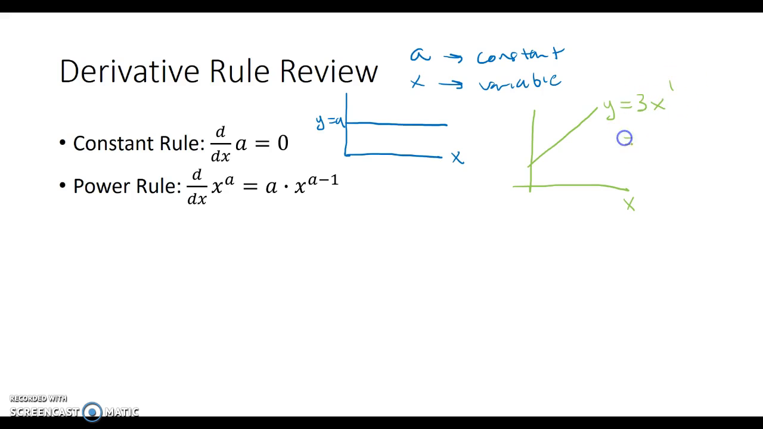So if I take the derivative of this, well, that means I drop the power down. Okay, well, 3 times 1 times x to the 1 minus 1. Well, 1 minus 1 is 0. 3 times 1 is 3. So I get 3x to the 0, and x to the 0 is 1. So I get y prime is equal to 3. Another way to write the derivative is y prime, if you recall. Instead of saying dy dx, I could also say y prime. So dy dx is the same thing as y prime.